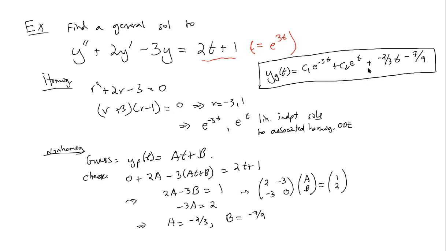If we wanted to find a solution to an initial value problem, an initial value problem would have something like y of 0 equals something, and y prime of 0 equals something. And then we just would plug in 0 to t and set that equal to our first thing, and then take the derivative, input 0, set that equal to the second, and we solve for C1 and C2.